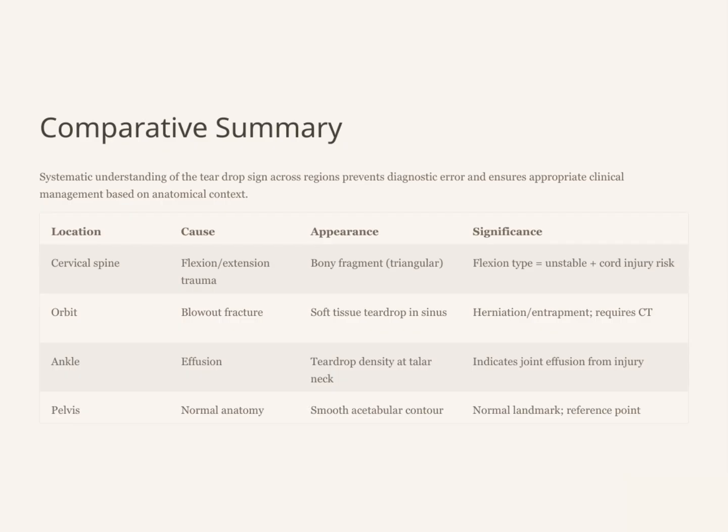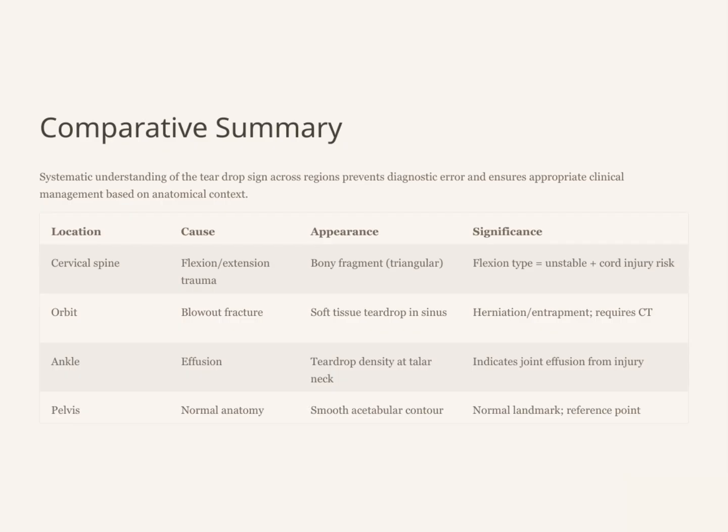Starting with the cervical spine, when we see a triangular bony fragment, often related to flexion or extension trauma, it's crucial to recognize that a flexion-type injury can be unstable and pose a risk for spinal cord injury. Identifying this sign helps us evaluate the severity and plan proper intervention.